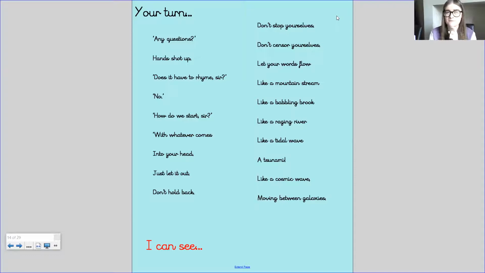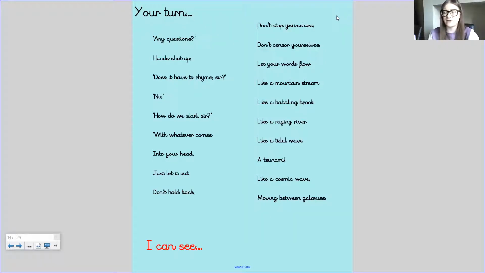Okay, let's compare. So again, I can still see those capital letters, but this time I can see some short sentences, like we have in narratives, we can have some short sentences. I can also see some repetition. Don't hold back. Don't stop yourselves. Don't censor yourselves. We're repeating that "don't." And we're also then repeating after "let your words flow like a mountain stream, like a babbling brook, like a raging river, like a tidal wave, like." We're repeating "like" as well. So there's repetition. I might make a note of that.